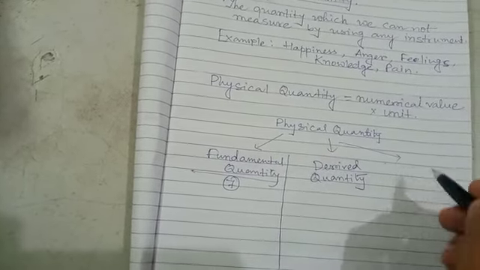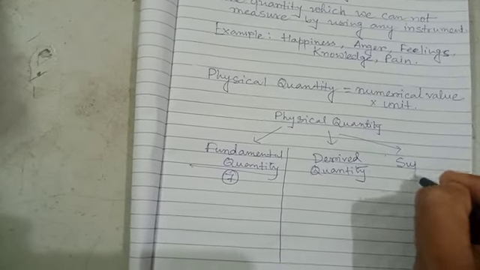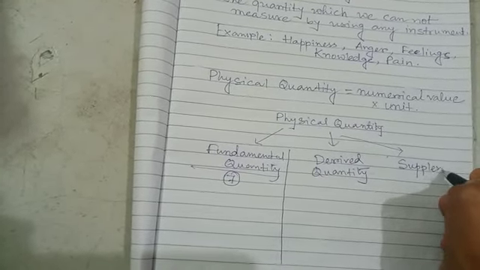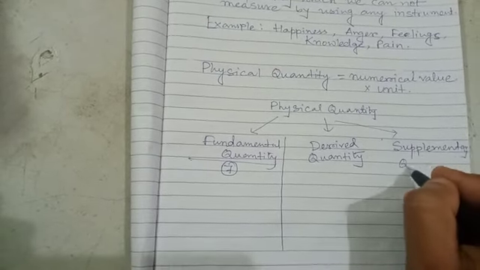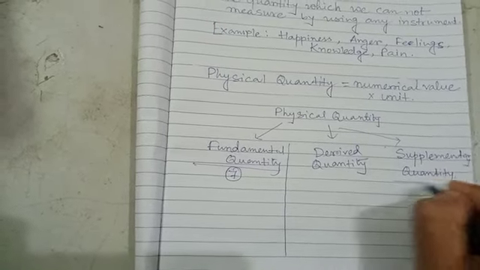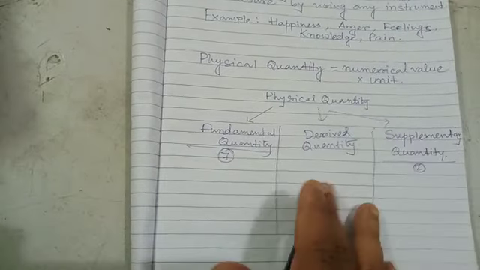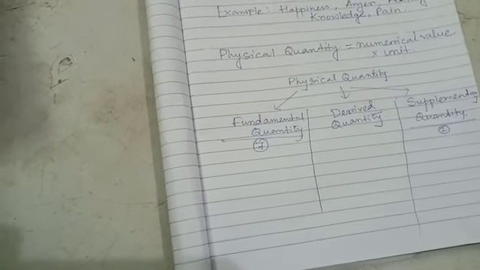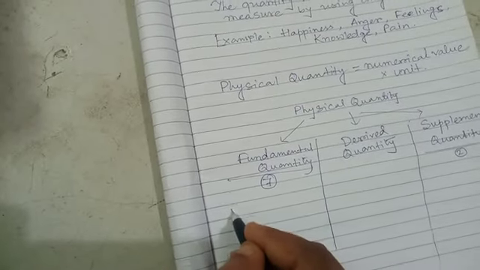And there is another type of physical quantity. This is supplementary quantity. And we have a total of 2 supplementary quantities. Okay, now for fundamental quantity, which are the 7 fundamental quantities?